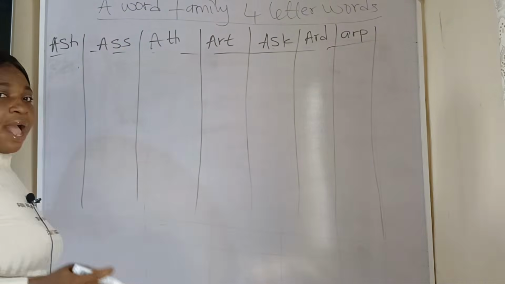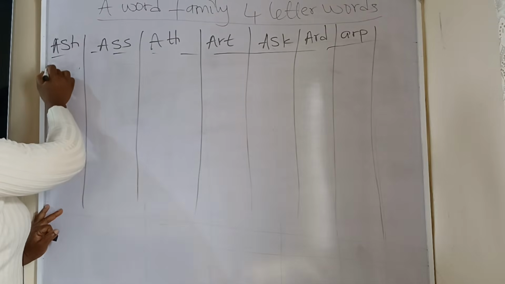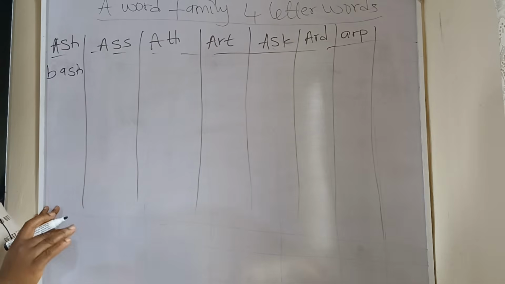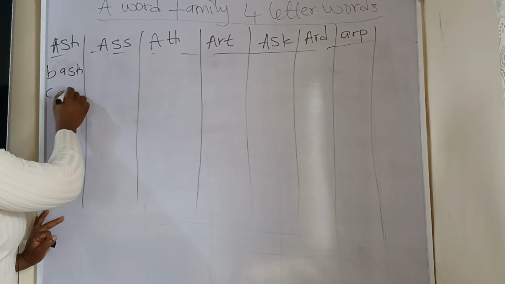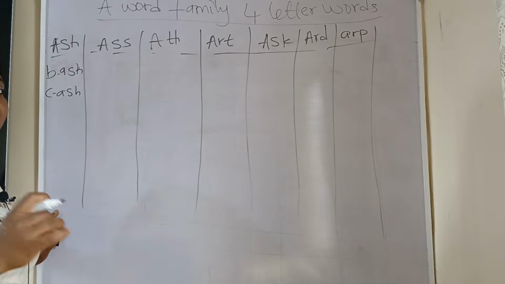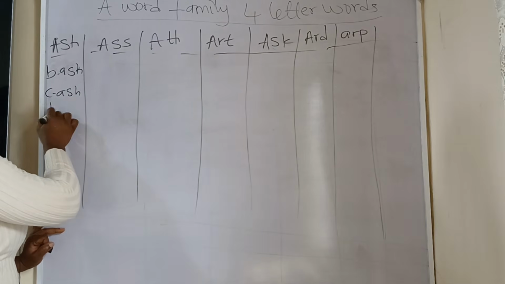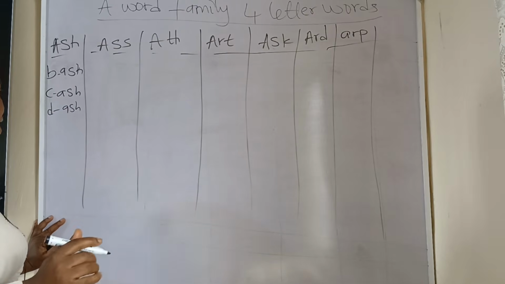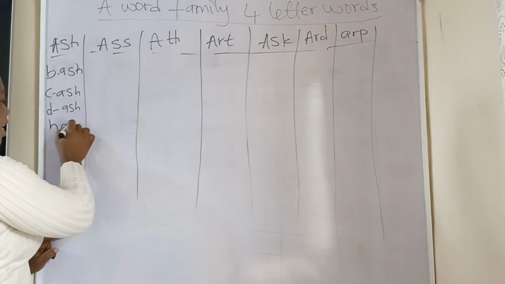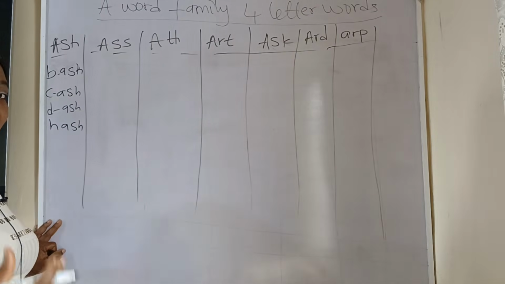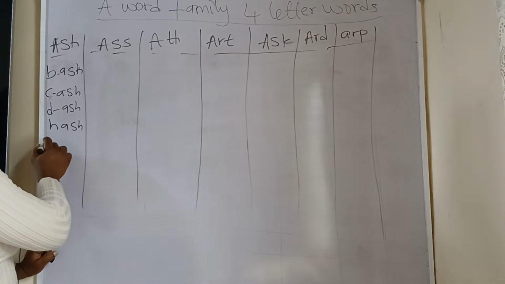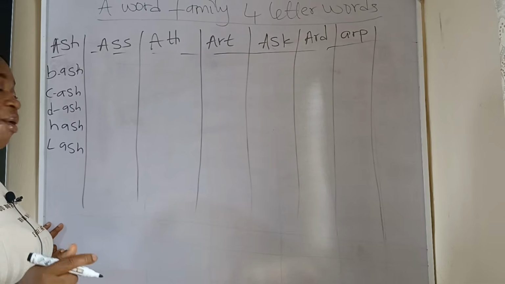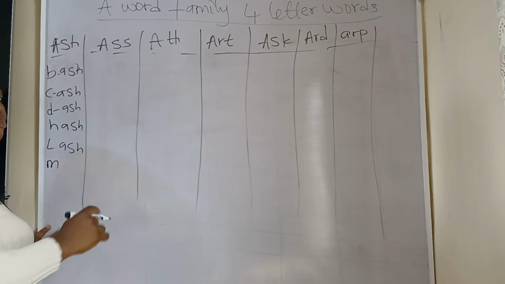Let's start with the letter B. If we add B to ash, we have bash. All right, we have bash. We add C, we have cash. Okay, we have D, we have dash. Okay, we have H, we're gonna have hash. Okay, hash. If we add L, we have lash.